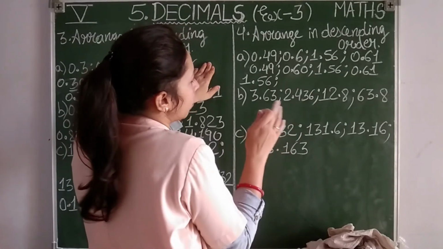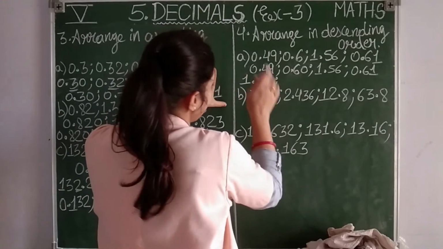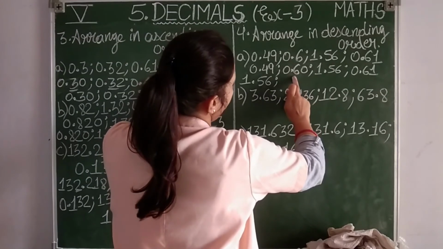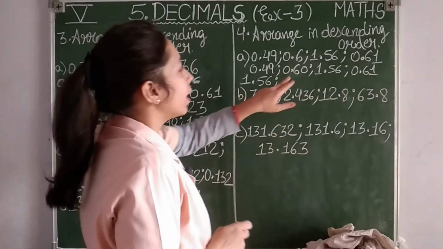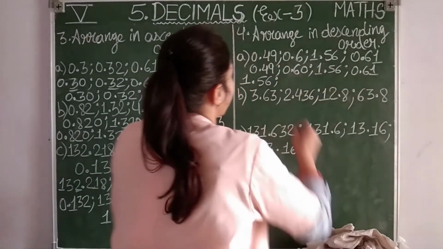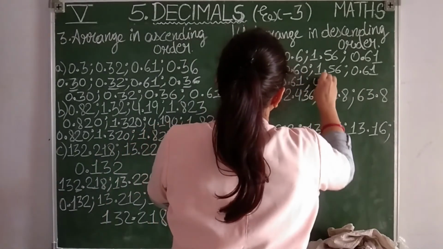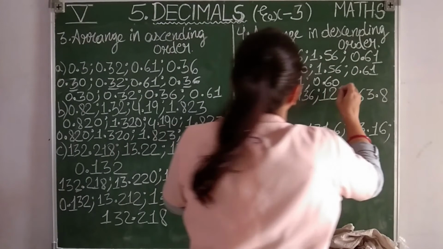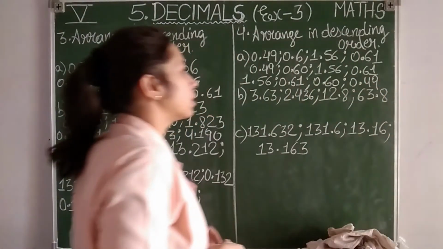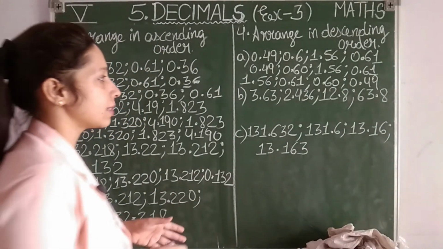Then all the three numbers are having 0 in whole number place. So check for tens place. Here it is 4, here it is 6, here it is 5, here it is 6. So 0.60, 0.61. Among this, which one is greatest? Here tens place both are 6. So we have to move to hundreds place. 0.61 will be the greatest. Then 0.60. Then at last 0.49. So we have arranged the numbers in descending order.